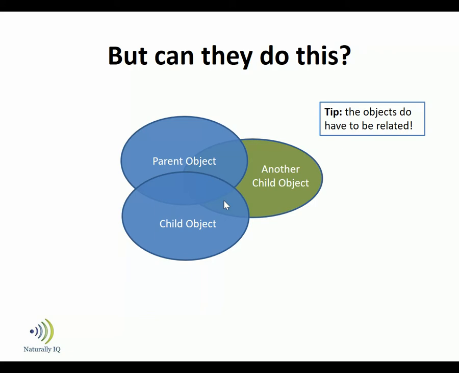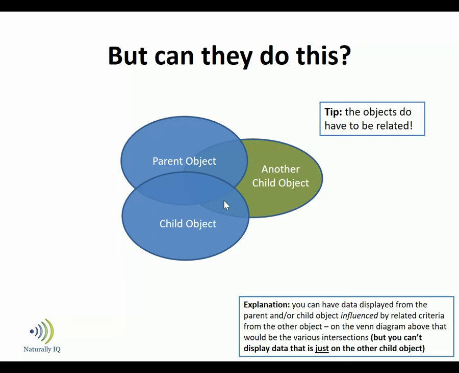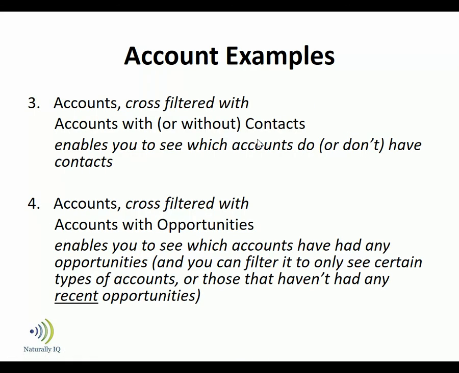One thing I must point out is that you can't display data from the other object. You can just show their influence. So anything just in the green will not show. Let's run through a few examples. First, we have accounts with or without contacts. This enables you to see which accounts do or do not have any contacts.